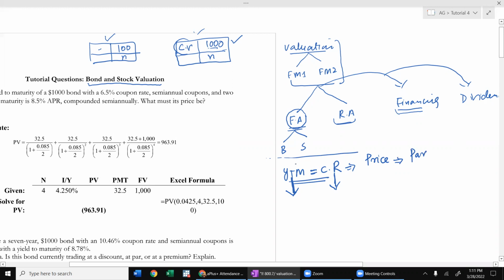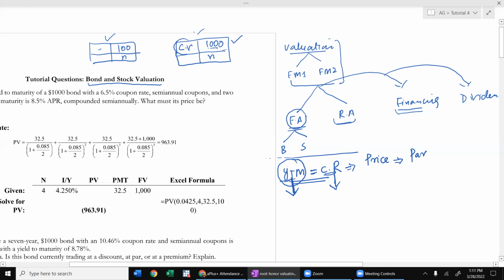So please don't get confused with YTM. YTM means the return that you can get in the market. Coupon rate is the return that the bond is offering you. So this is called a market return: if you invest your money in some other investment, this is what you will get. And coupon rate is the rate that the bond is offering.